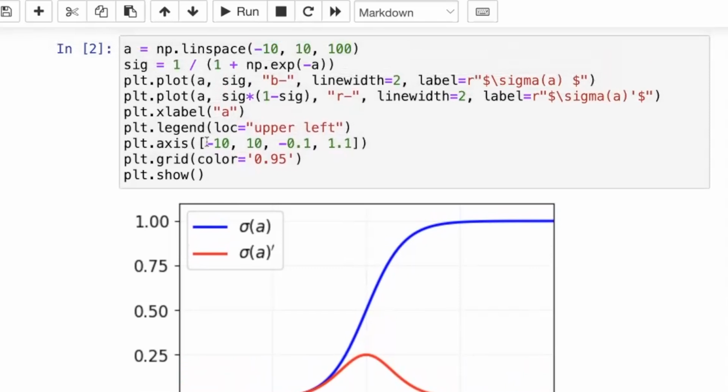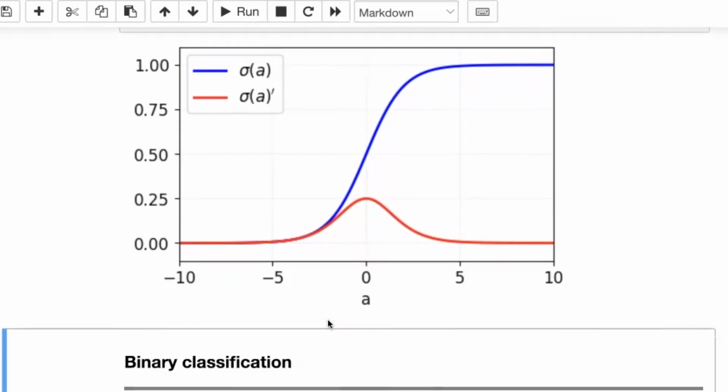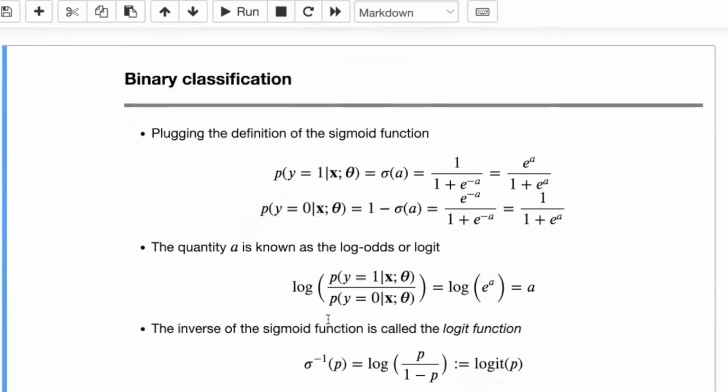Okay, so now we know that this is the sigmoid function, this is its derivative, and its derivative has a very nice format. So what does this mean in terms of binary classification, which is the main topic of this video? So you can see that now we can actually find these probabilities of the data belongs to class 1 and the data belongs to class 0. So the probability that data belongs to class 1 is the sigmoid of A, right? That's the parameter of the Bernoulli distribution, which is 1 over 1 plus e to the negative A.